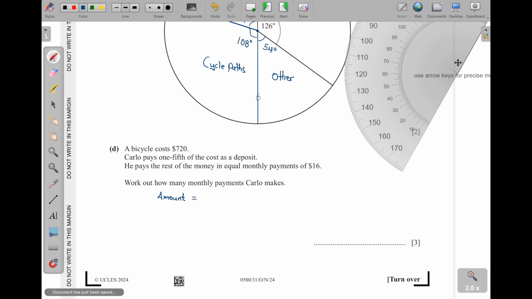Amount is going to be equal to the deposit, and then plus the total monthly payments or installments. So now we have 720 is the total, and then the deposit is 1/5 of 720. Then plus we are going to have each monthly payment is $16. So 16 then times X. We don't know how many payments are done there.